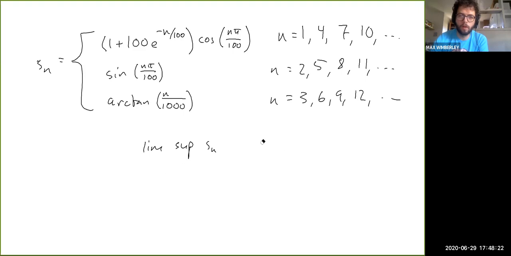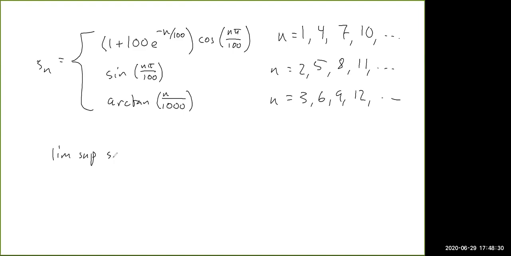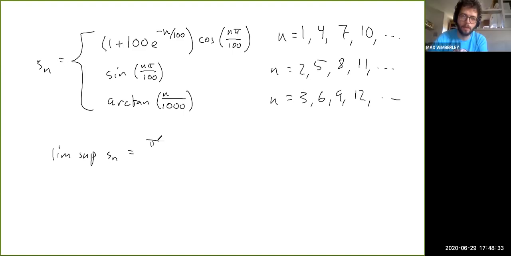So what did you guys get for the lim sup? Does anyone want to volunteer? My group got pi over 2. Yeah, that's right. So basically, this is doing a lot of complicated stuff, but the real question is just, like, what is the biggest value that the overall sequence clusters around as you go arbitrarily far out, right? So you have to think about what's happening to each of these things individually, and then pick whichever one achieves the biggest values, right?